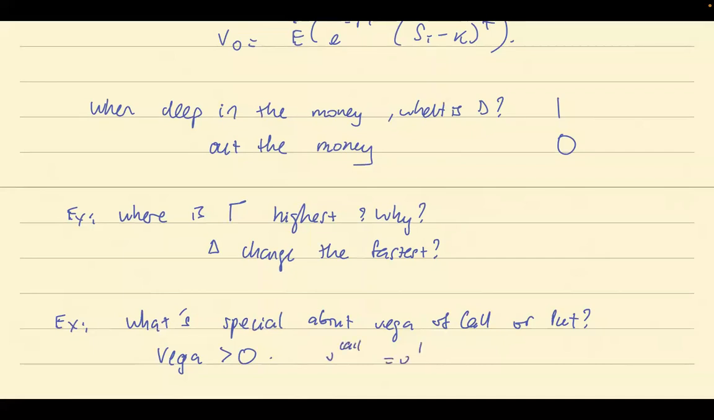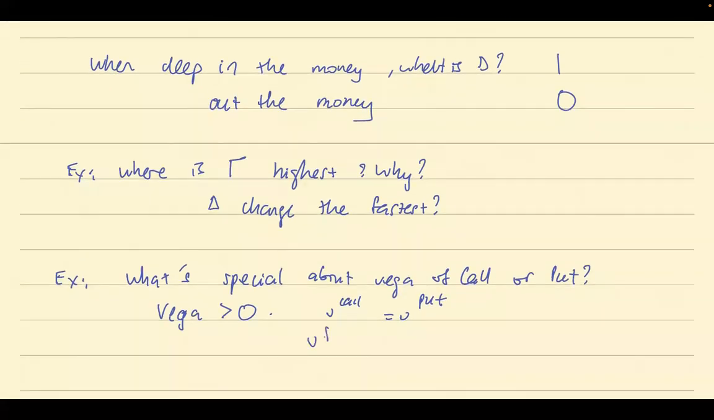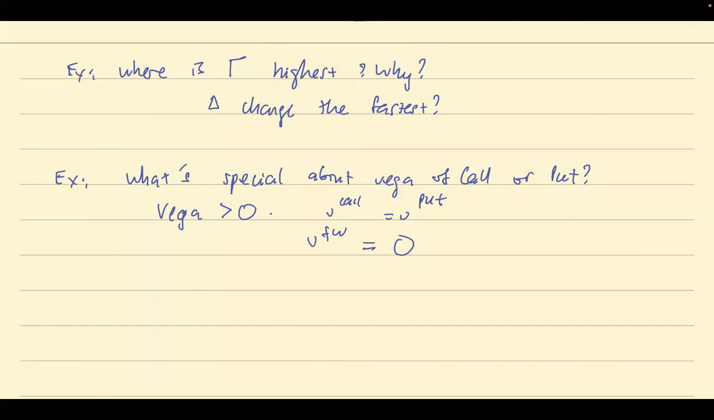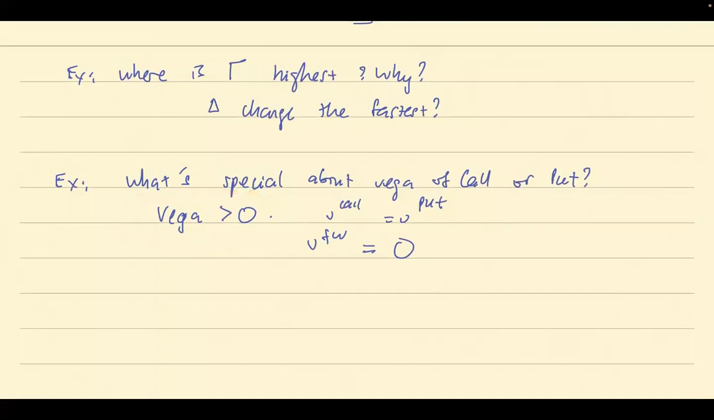The reason is put-call parity again. In the forward, the Vega of a forward is equal to 0. The forward has nothing to do with Vega, or the sensitivity of a forward contract to volatility is 0. Now, I don't know if there's any intuitive answer to why Vega of a call or put is positive, but at least you should know that as a fact.